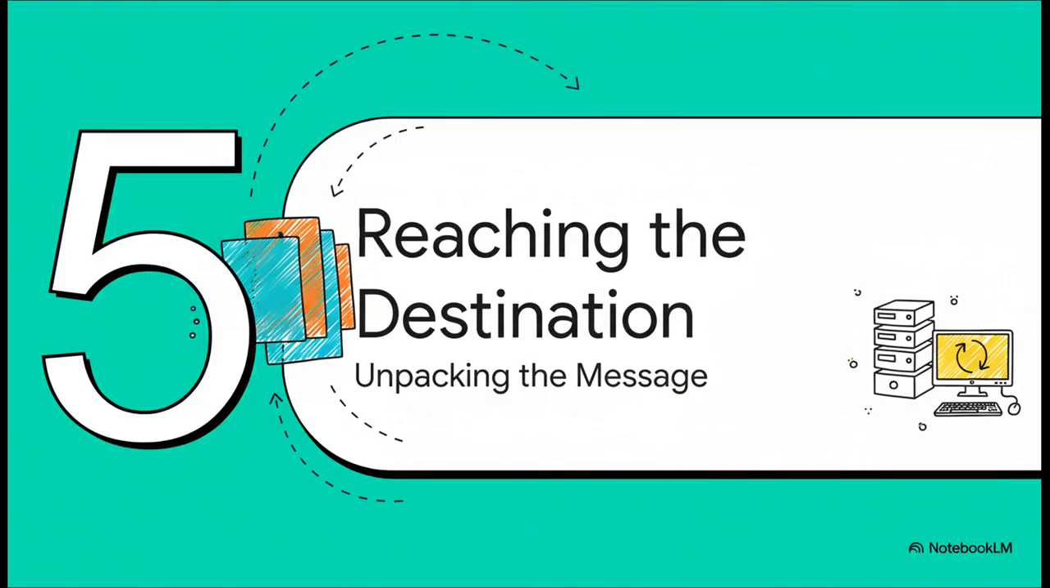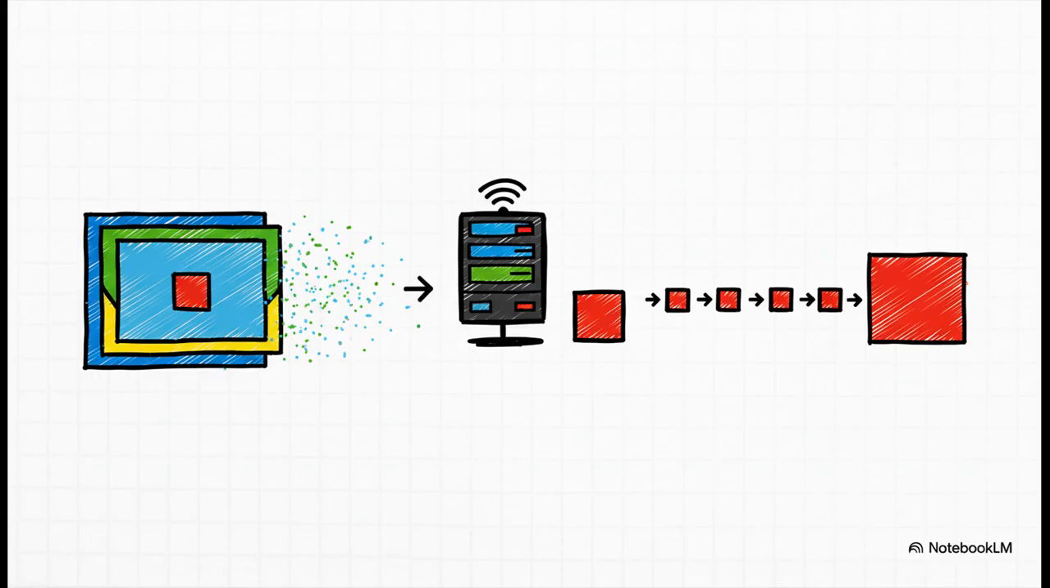So after hopping from router to router, maybe all the way across the world, our little packet has finally arrived at the right network. It gets delivered to the server, but it's still wrapped up in all those digital envelopes. So what now? Well, the server has to do the exact reverse of what your computer did at the very beginning. It's time for decapsulation, which really is just a fancy word for opening all the mail.